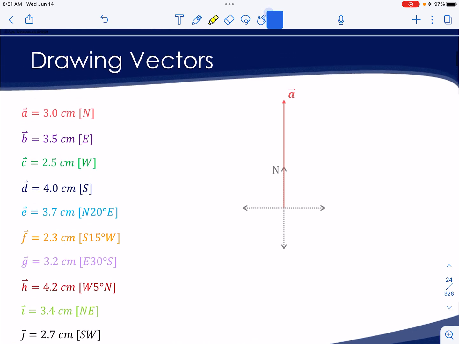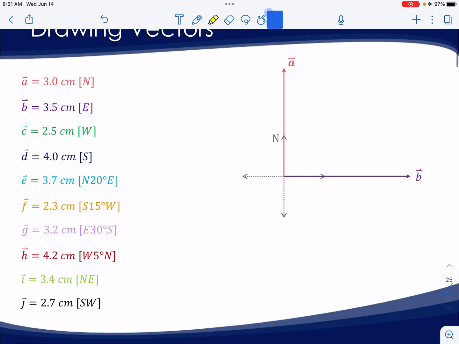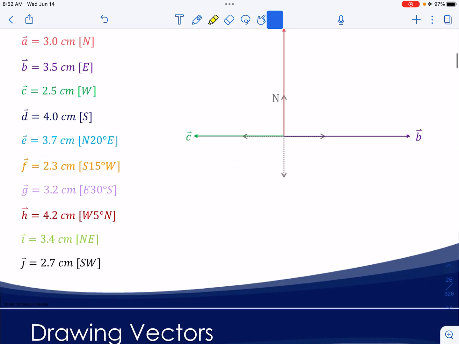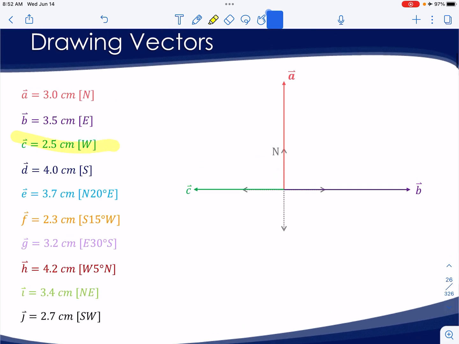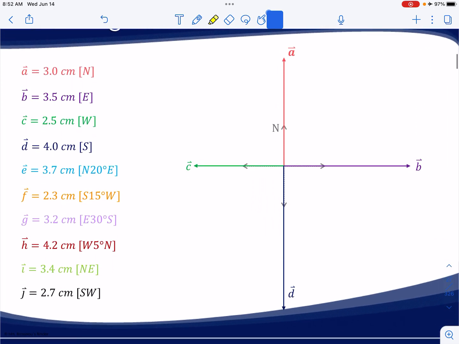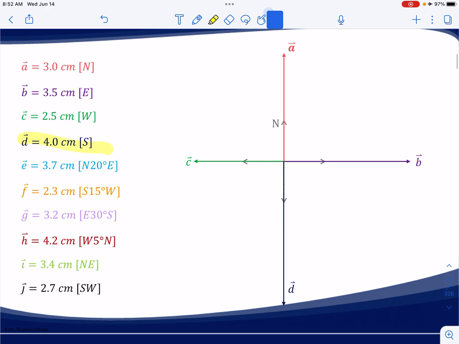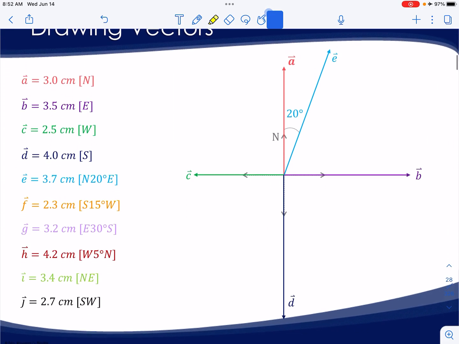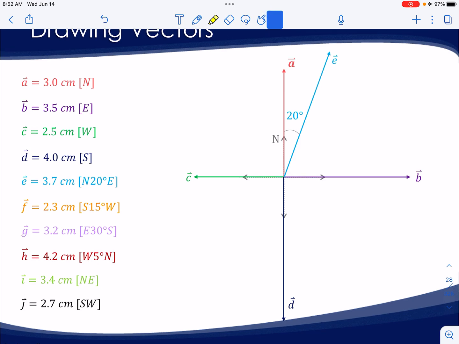Okay, so we're starting with A, 3 centimeters north, which is drawn right here. Then B, we have 3.5 centimeters east. And then C, we have 2.5 centimeters west. And it keeps going. D, 4 centimeters south. And you can see that D, which is 4, is obviously larger than A, which is 3. You can just visually see that.